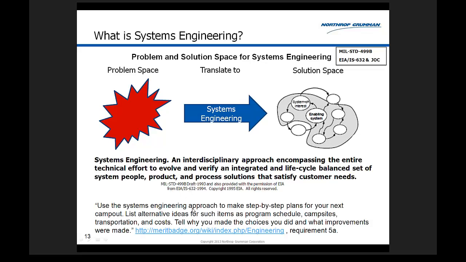Here at the bottom, I've got a cute little quote from the Boy Scout Merit Badge for Engineering. It says, use the systems engineering approach to make step-by-step plans for your next campout. You list alternative ideas for such items as program schedule, campsites, transportation, and cost. Tell why you made the choices you did and what improvements were made. That's requirement 5A of the Merit Badge for Engineering. That was kind of neat.